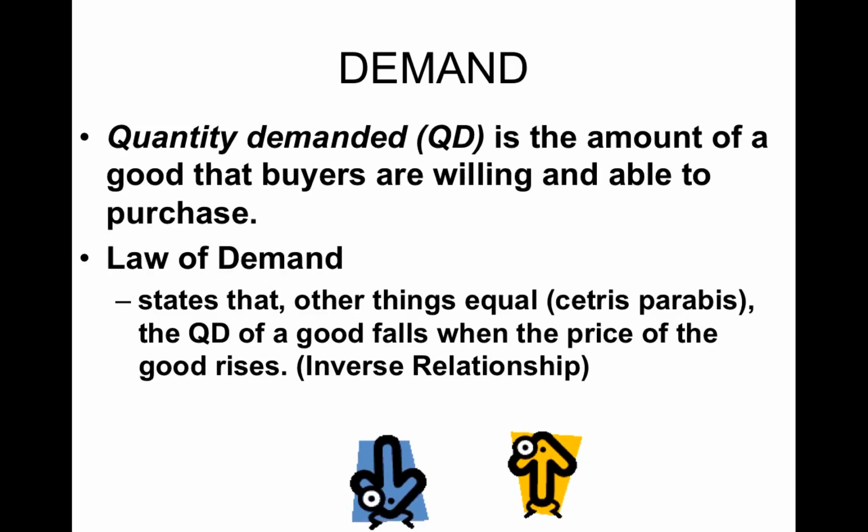The law of demand states that, other things equal, and we use a Latin term called ceteris paribus, the quantity demanded of a good falls when the price of the good rises. Obviously we see that all the time. If you go to a store and you see the price going up of a certain good, you might not buy it anymore. That's the law of demand. Also, when you go to a store, you might see something on sale where the price went down. Well, then the quantity demanded will go up for that good. So that is an inverse relationship.